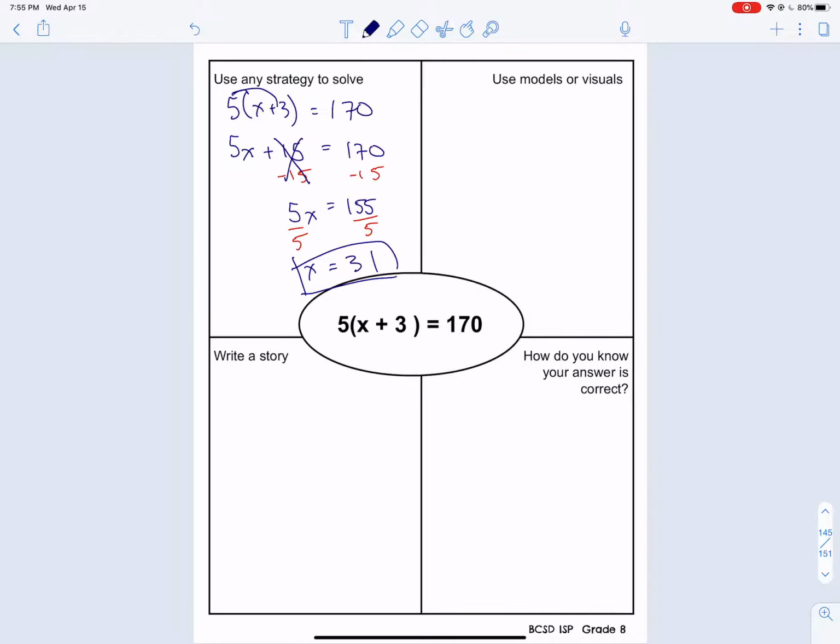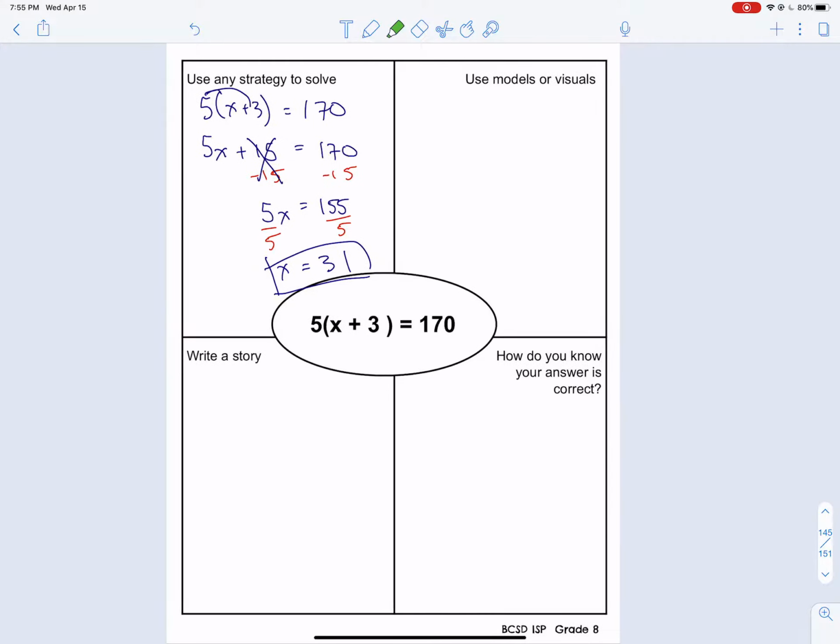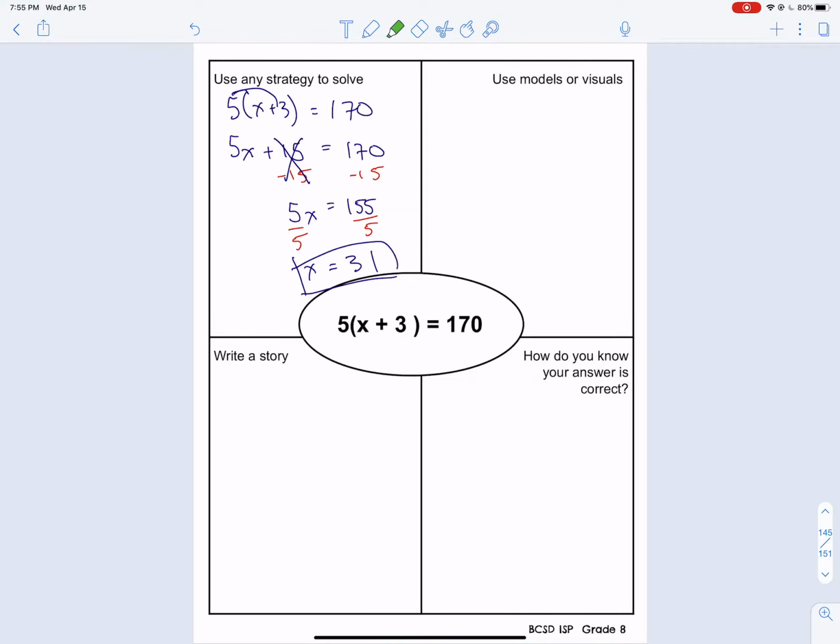So, writing a story. Okay. Think of it like this. I'm going to look at this second step here. Okay, this step right here. Because all this is a linear equation. So let's say I have y equals 5x plus 15. Okay, that's the same as that left side. And then I want to know y equals 170. So let's use that example that we had in the rule of 4.